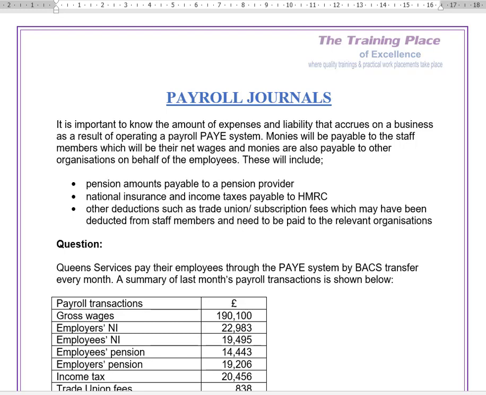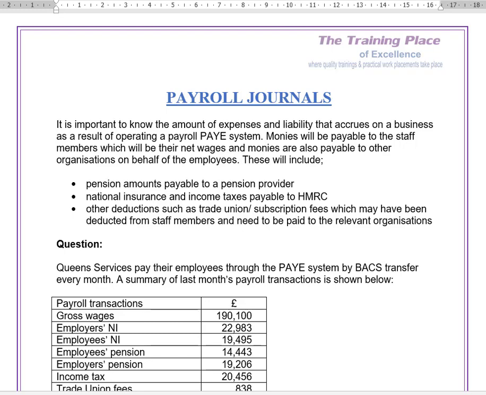And in order to process the transactions that will arise, you will need to be clear as to the different classifications of costs. So you have your expenses that will arise because, of course, you have to pay staff members. That's cost to the business. Concurrently, you would also have liabilities accruing at the same time.